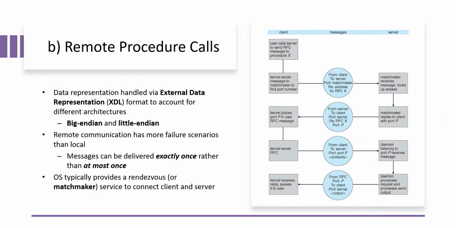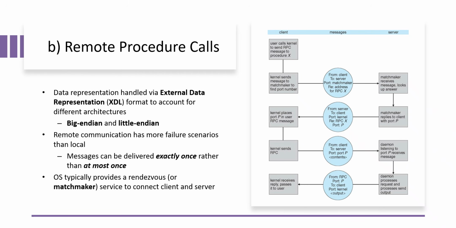There are some important issues in this communication. Different computer architectures may represent data differently. For example, we have big endian and little endian systems. Therefore, data representation becomes important in remote communication. It refers to an external data representation format for handling differences between architectures.